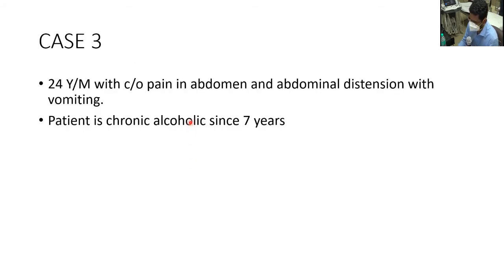Case number 3, there is a patient, a 24-year male, complaining of pain in abdomen and distension of abdomen with vomiting, and the patient is a chronic alcoholic since 7 years.